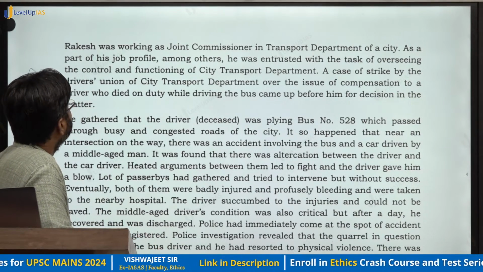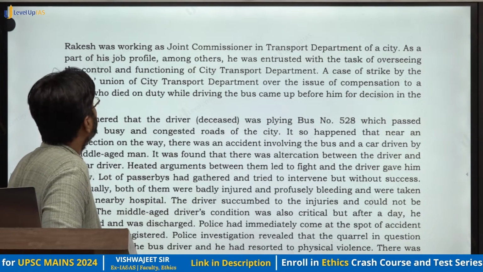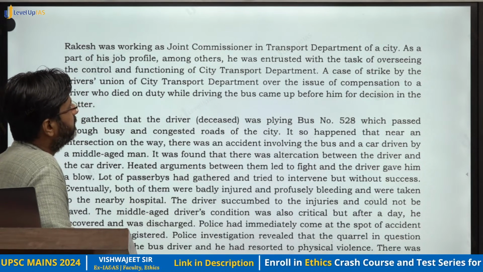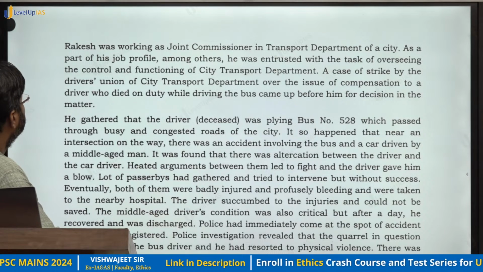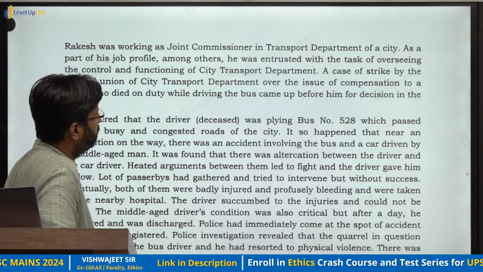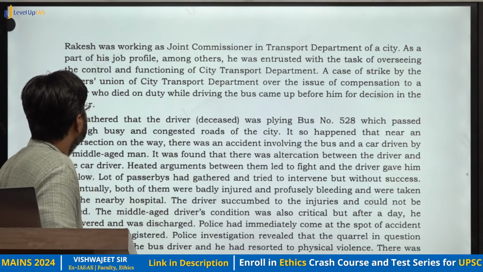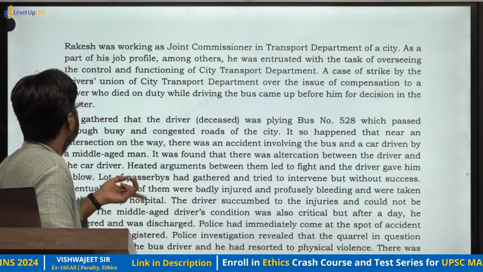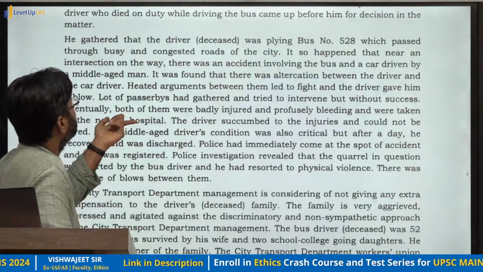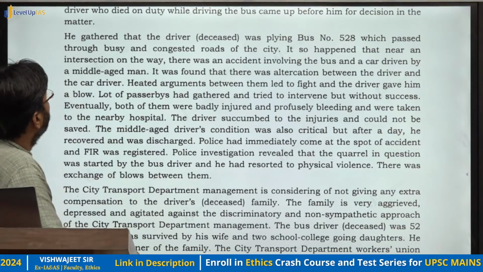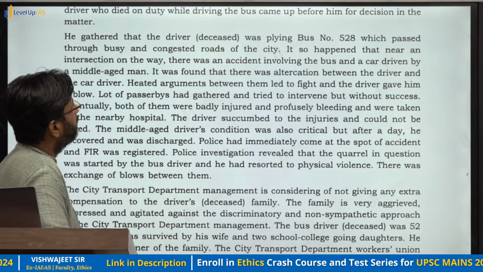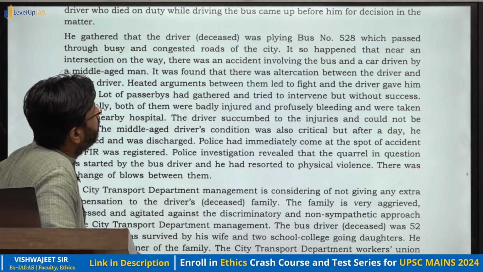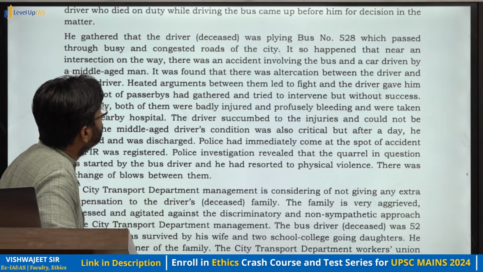As a part of his job profile, among others, he was entrusted with the task of overseeing the control and functioning of the city's transport department. A case of strike by the drivers union of the city transport department over the issue of compensation to a driver who died on duty while driving the bus came up before him for decision. He gathered that this deceased driver was plying the bus number 528, which passed through busy and congested roads in the city.